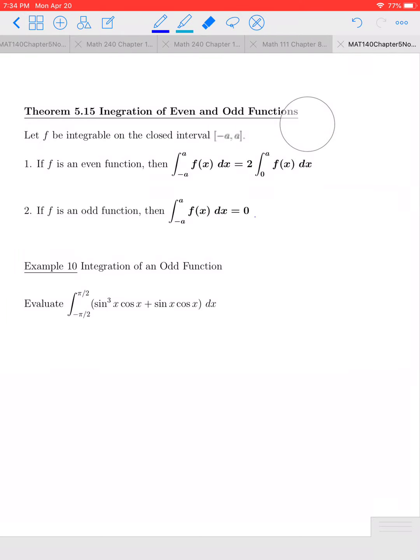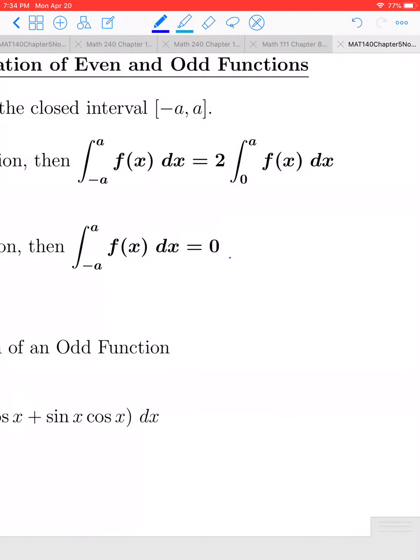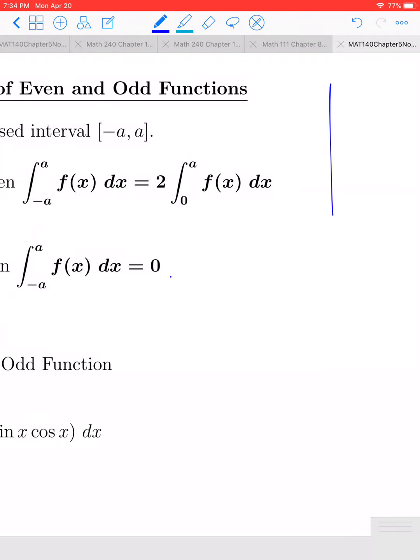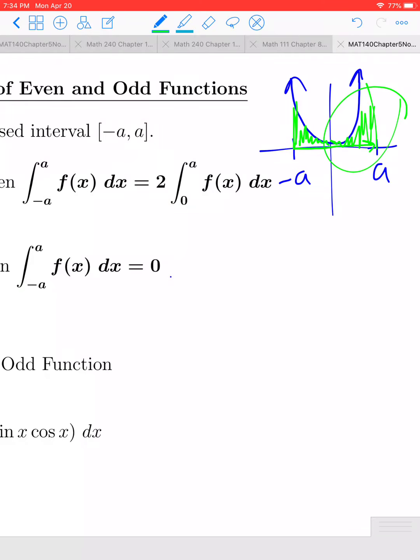To kind of explain why that relationship holds, let's suppose we have a function that is even. One of the things you might remember from a college algebra class is that if a function is even, then it is symmetric with respect to the y-axis. So on any interval of the form negative a to a, essentially any area you would have from negative a to 0 would be the same amount of area you would have from 0 to positive a. So instead of finding all of the area from negative a to a, you can simply find the area from 0 to a, and then the total answer will just be double that.